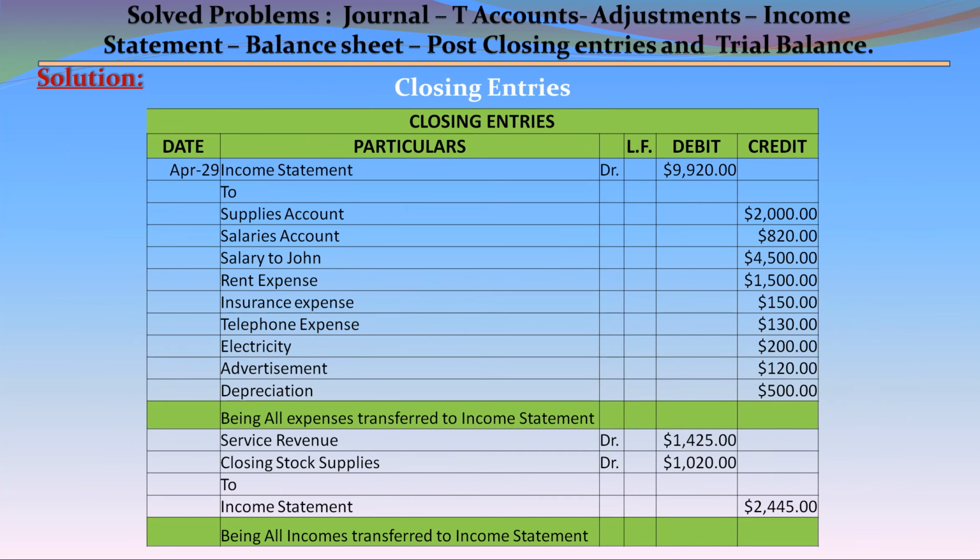Closing entries. April 29. Income statement debtor 9,920 to supplies account 2,000, salaries account 820, salary to John 4,500, rent expense 1,500, insurance expense 150, telephone expense 130, electricity expense 200, advertisement 120, depreciation 500. Being all expenses transferred to income statement. Date April 29. Service revenue debtor 1,425, closing stock of supplies 1020, debtor to income statement 2,445. Being all incomes transferred to income statement.